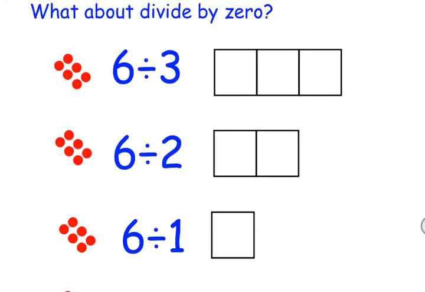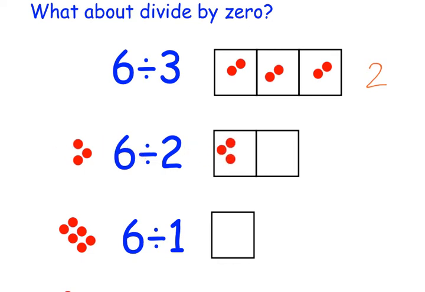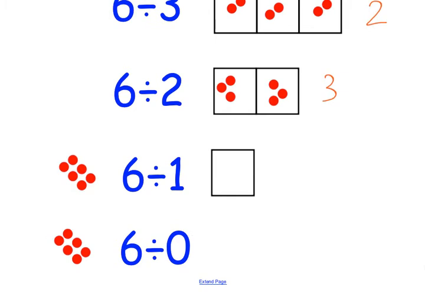Now, using the share model, let's look at what happens when you try to divide by 0. Okay, 6 divided by 3, I create 3 containers, and I put an equal amount in each container, and I end up with the answer 2. If I try 6 divided by 2, I create 2 containers. I put the items in the containers, dividing them evenly, and I get an answer of 3. If I do 6 divided by 1, I create 1 container. I fill up the container, and I end up getting 6.